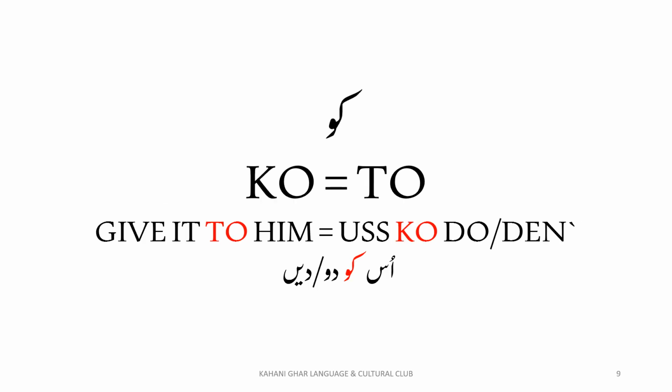Next word is को. Ko means to. For example, give it to him. Him is us. So give it to him, usko. To him means usko. Give, do, or with respect we say de. You can choose anyone. It depends on whom you are talking to. Usko do, or you can say usko de.